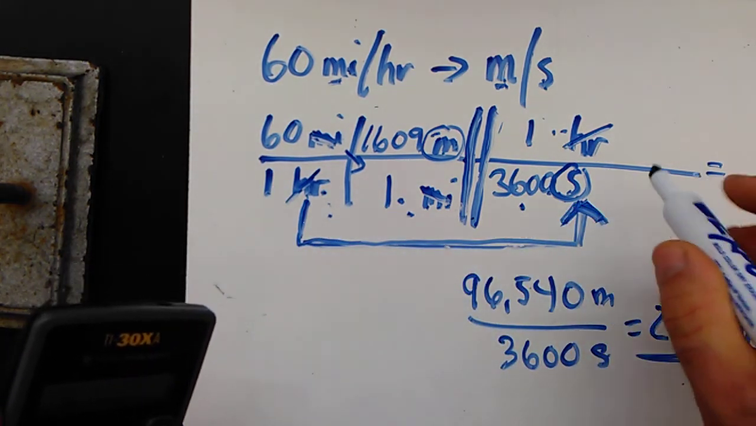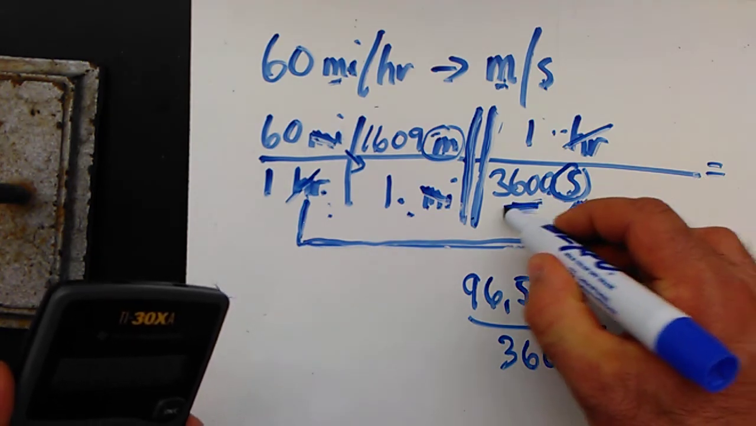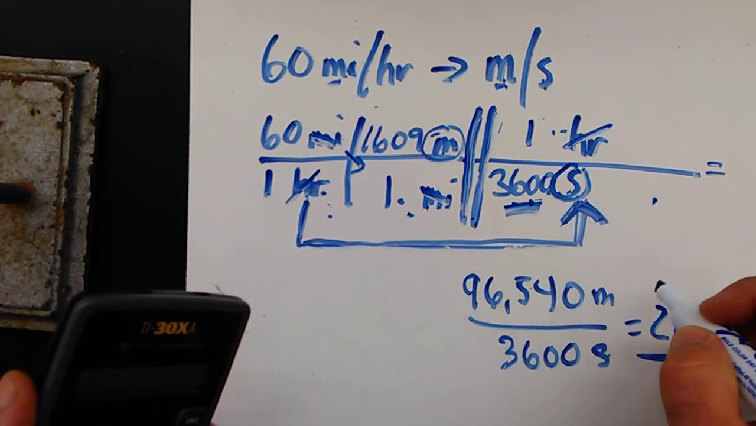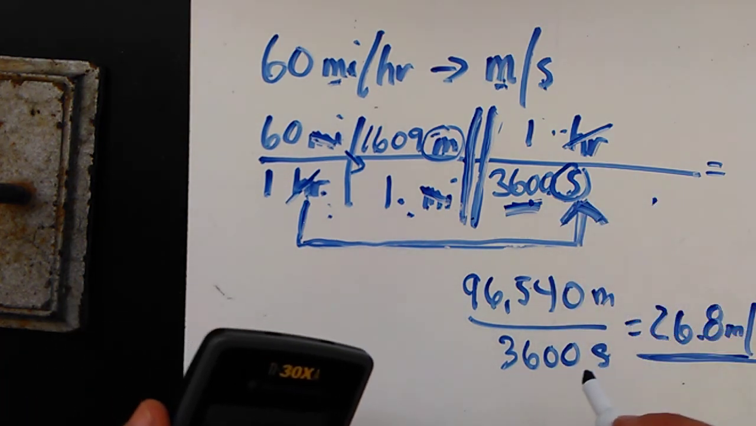Now, could you have gone through and done this and gone to minutes first and then seconds? Yes, absolutely. Okay, there's no one set way to do this.